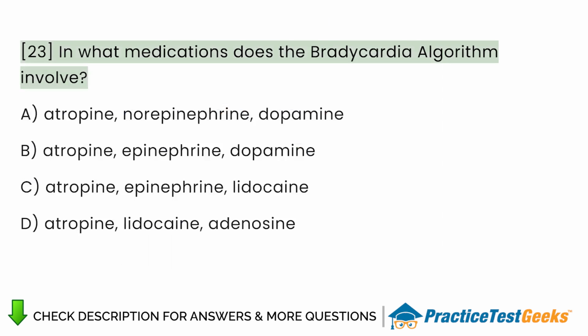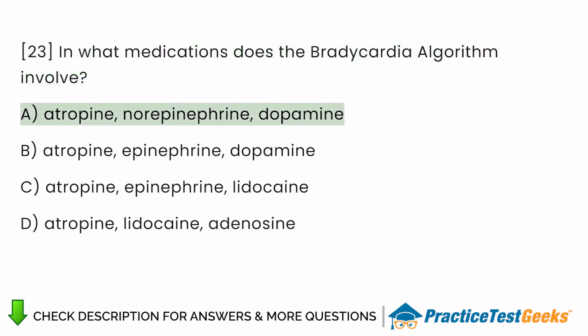What medications does the bradycardia algorithm involve? A. Atropine, norepinephrine, dopamine. B. Atropine, epinephrine, dopamine. C. Atropine, epinephrine, lidocaine. D. Atropine, lidocaine, adenosine.